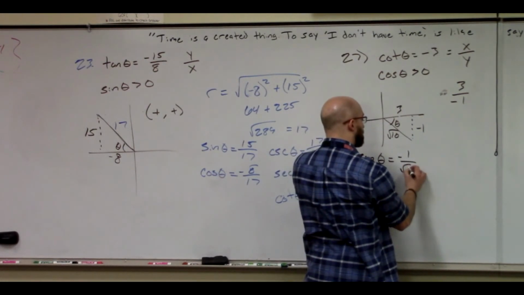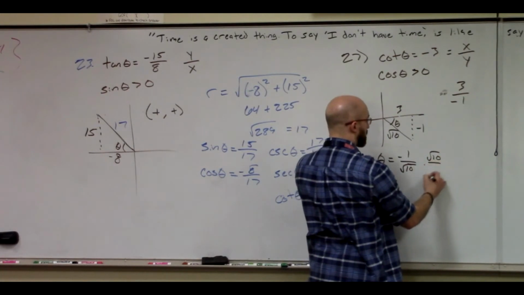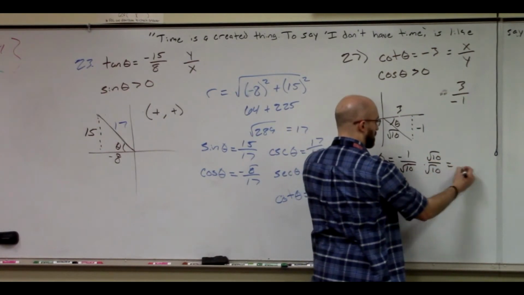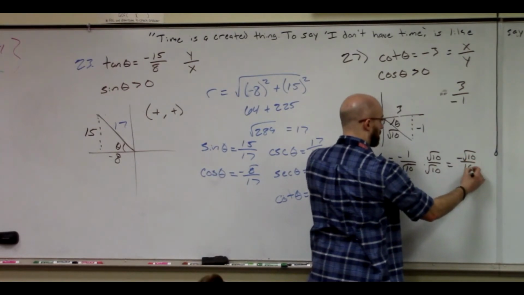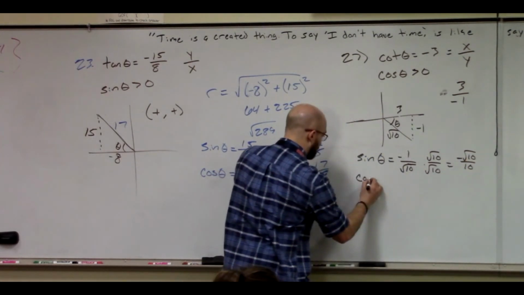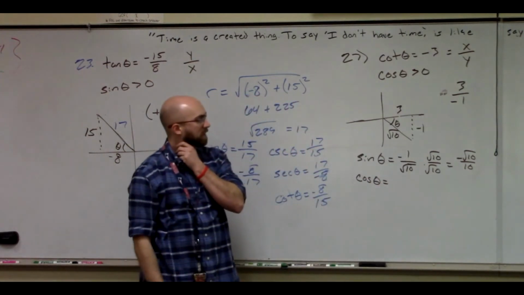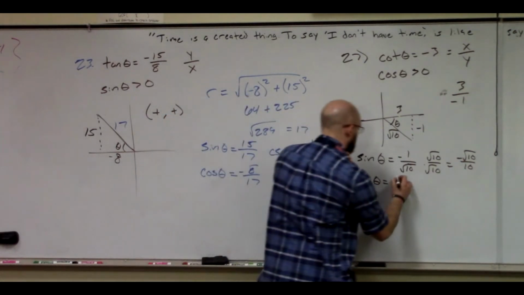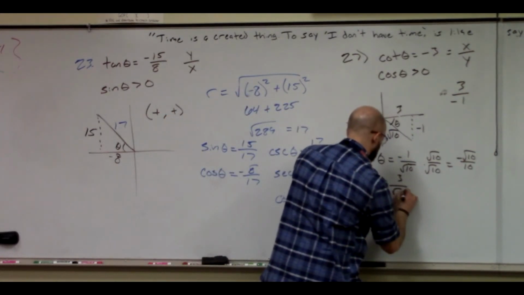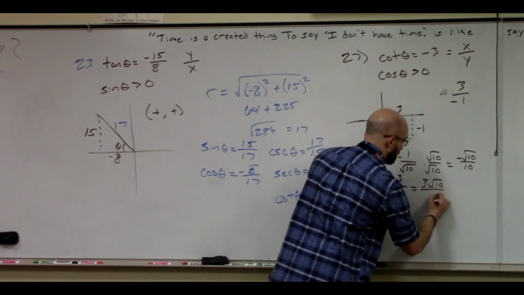Should I leave it like that? So I'm going to multiply both sides by square root of 10, top and bottom. Negative square root of 10 over 10. Cosine theta, 3 over square root of 10. So that's going to be 3 square root of 10 over 10.